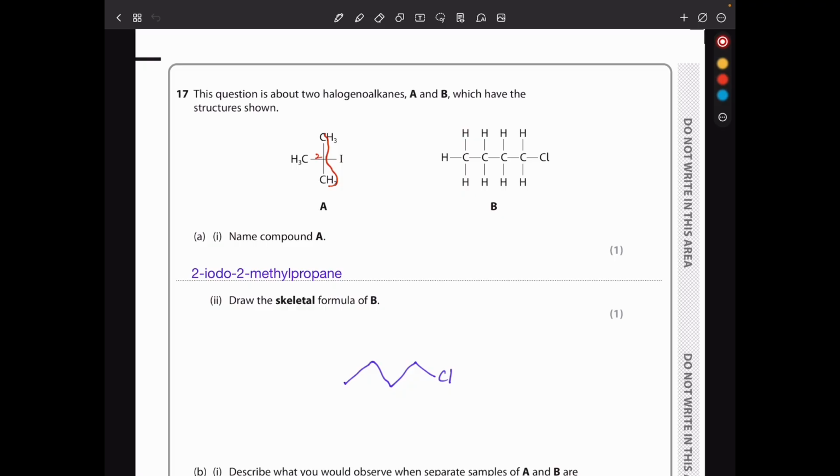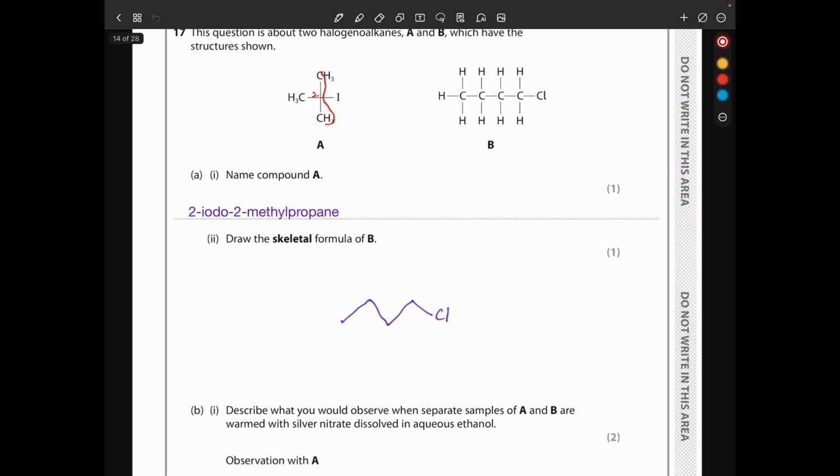In question 17, this question is about two halogenoalkanes A and B, which have the structures. We have that and that. Name compound A. Compound A, this is the longest chain, 3 carbons. The iodine and the methyl are on carbon 2, so it's going to be 2-iodo-2-methylpropane.